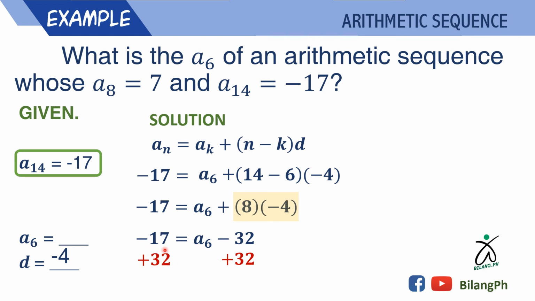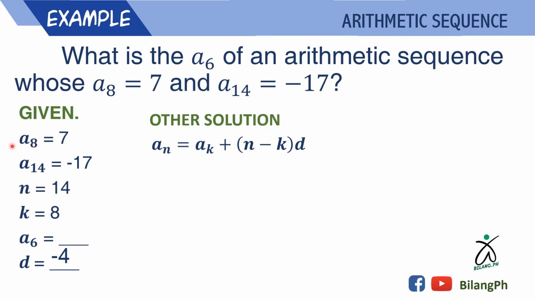Negative 17 plus 32, magkaiba sila ng sign, subtract. Copy the sign of the higher absolute value. So, ibig sabihin, dapat ang magiging sagot mo dito ay positive. Ito ay positive 15. Ang a sub 6 natin or ang 6th term ay 15. O, diba? Parehas ng kanina.